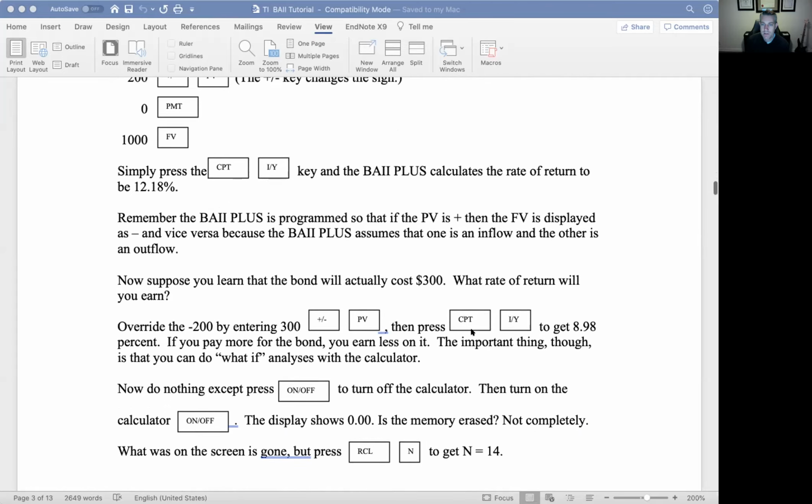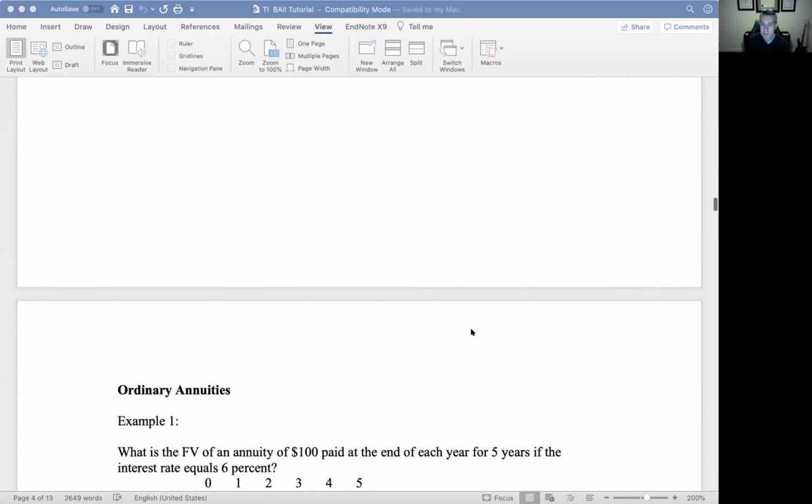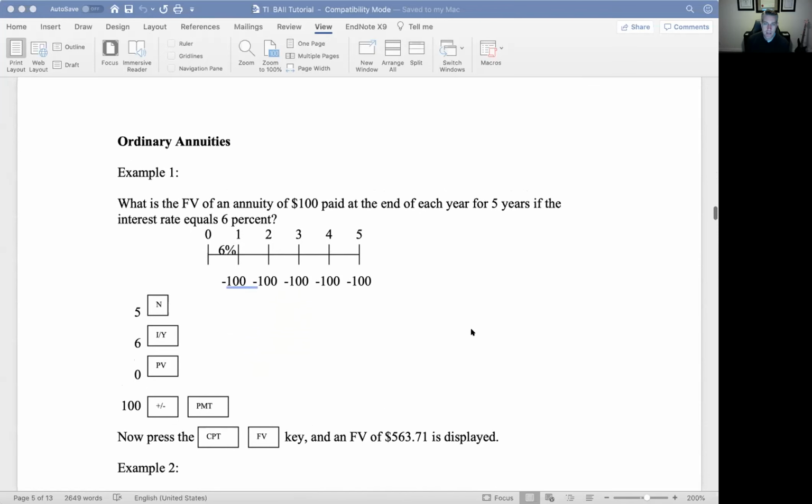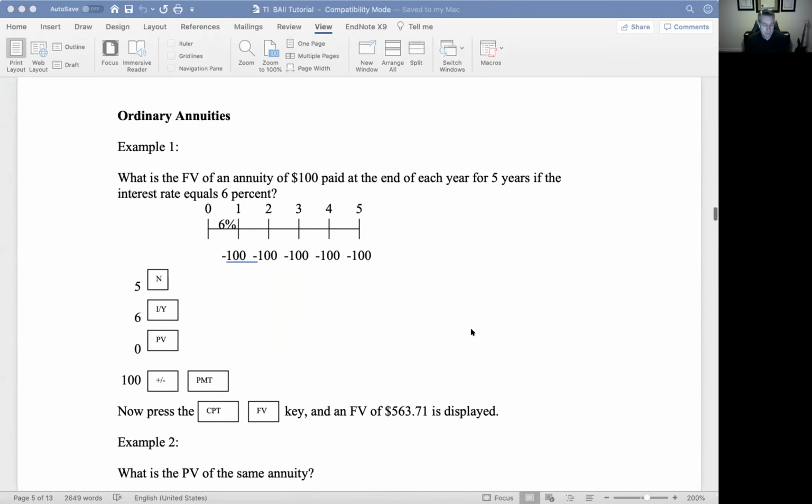Okay. So those are all lump sums. Now let's talk about annuities. And if you watched the PowerPoint presentations, it introduced annuities. And so we're going to practice doing these. With the annuity, we've got to use a payment button. The payment button now has to be used.